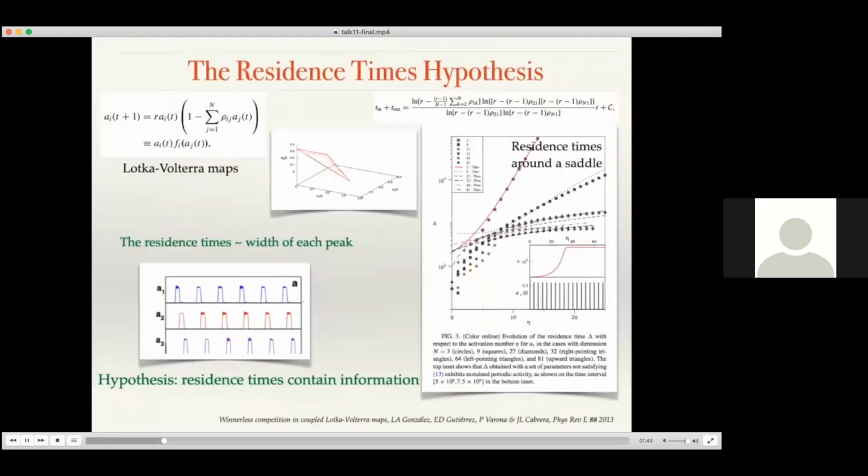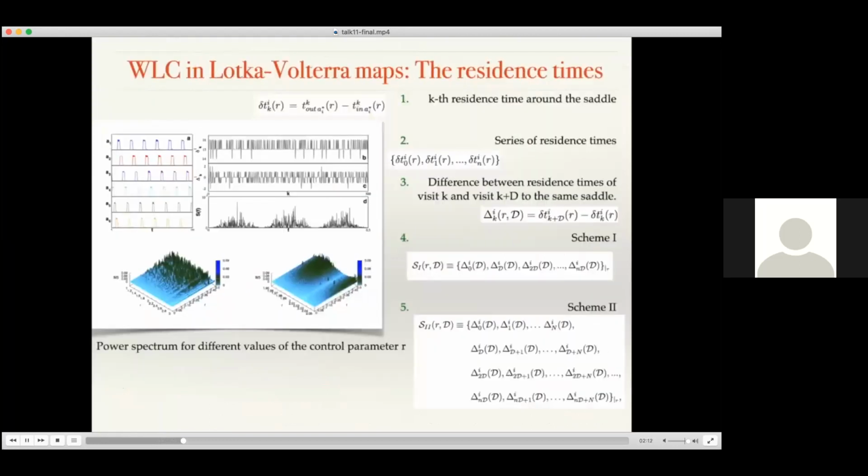In particular, we have been able to describe how is the time spent around each of those saddles. How are the residence times? Determining the residence times is very easy because it is just the width of each peak observed in the temporal series. We advance the idea that those residence times contain information. Here we show results of a 6-dimensional Lotka-Volterra map. We can see the temporal series of each of the components have the typical alternation of the signals, where none of the components dominates over the others while they are continually competing.